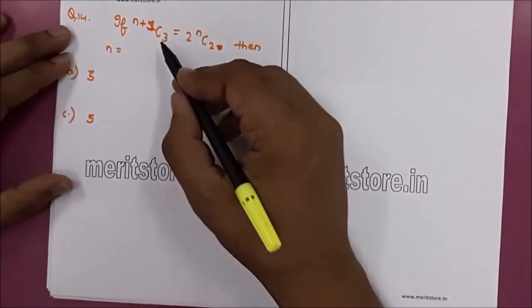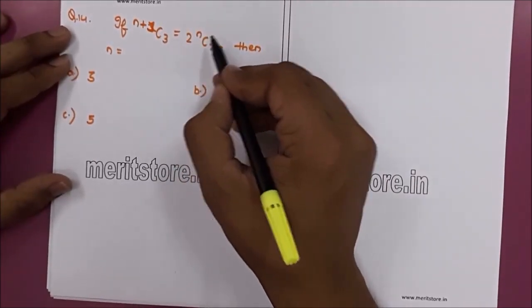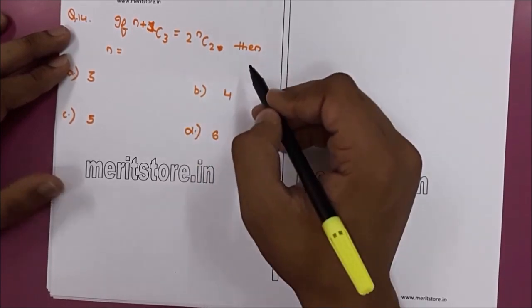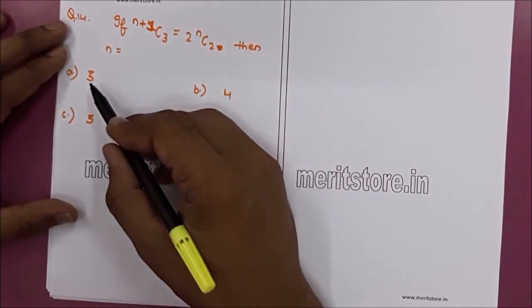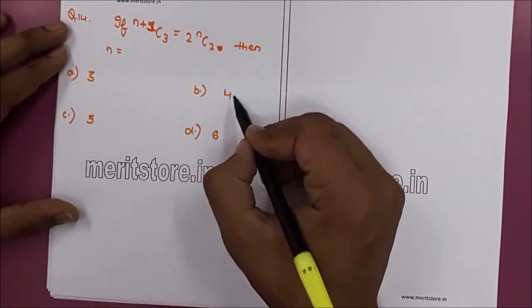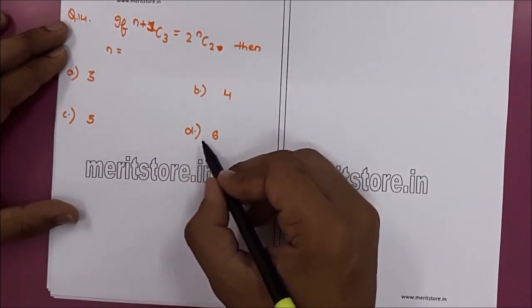If n plus 1 C3 is equal to 2 nC2, then n is equal to option A 3, option B 4, option C 5, option D 6.